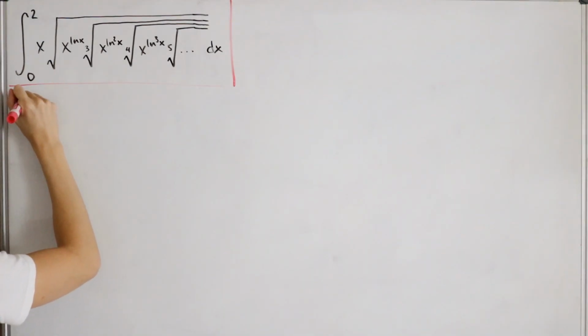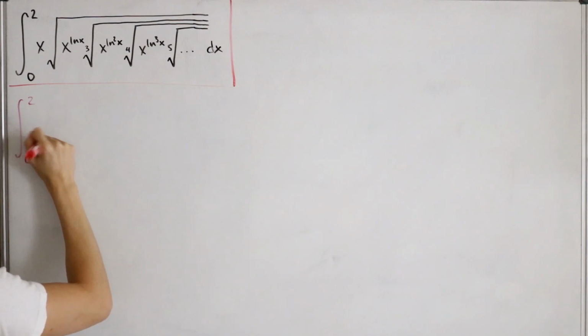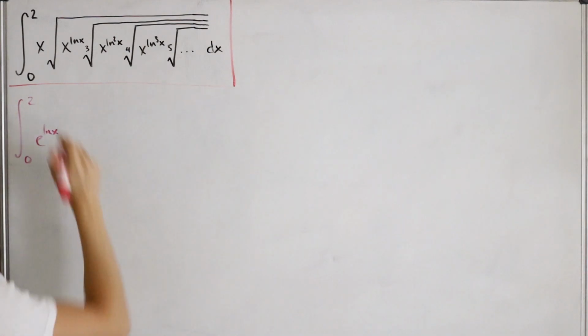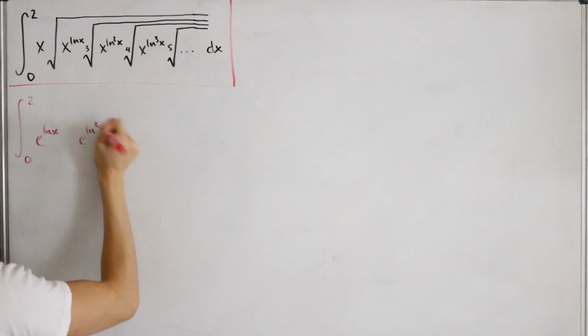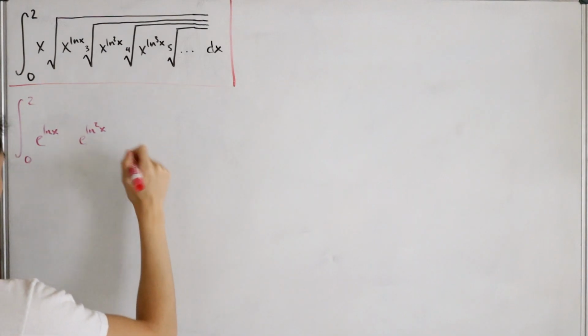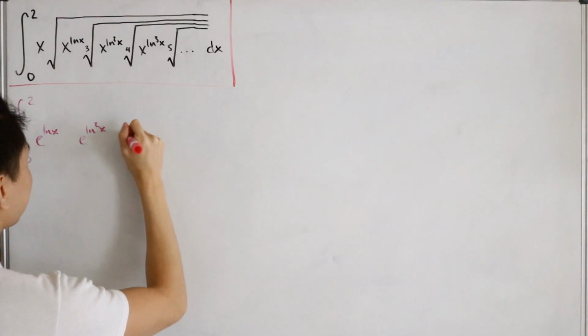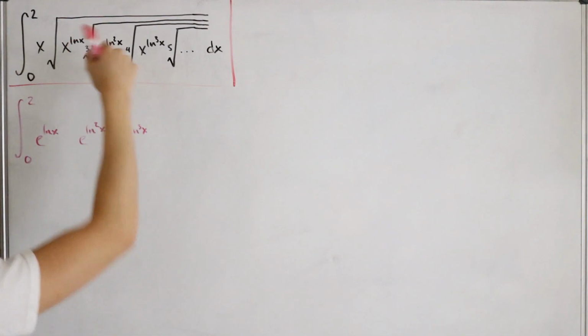So let's put everything back together. The integral from 0 to 2. Inside, x I'm going to write as e to the power ln of x. And then over here it's going to be e to the ln square of x. I'll put the radicals back in a second, I just want to write this so it looks nice. Then e to the power ln cube of x, that's from over here.